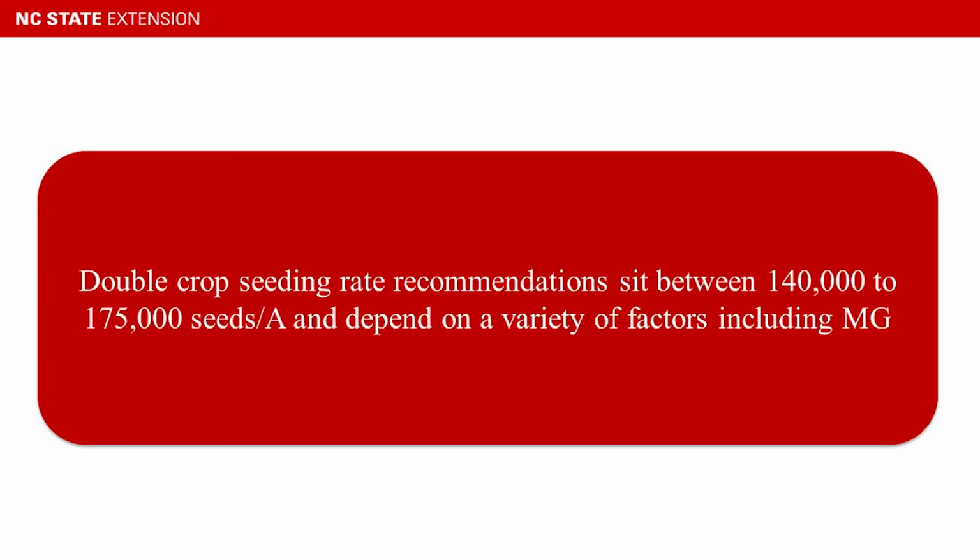So I think you all know how to get your planters to penetrate through this amount of residue. I think a lot of our seeding rate recommendations from that study, even though they weren't planted behind wheat, have some applicability to your double crop acres. So again, just to summarize, our double crop seeding rate recommendations sit between 140,000 to 170,000 seeds per acre. What the optimum seeding rate is, it depends on a variety of factors, including maturity group.